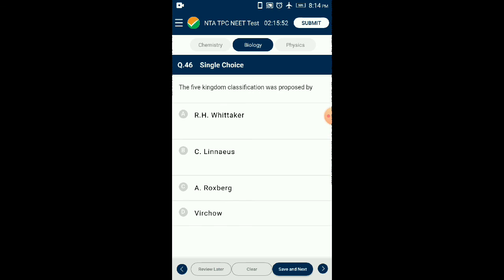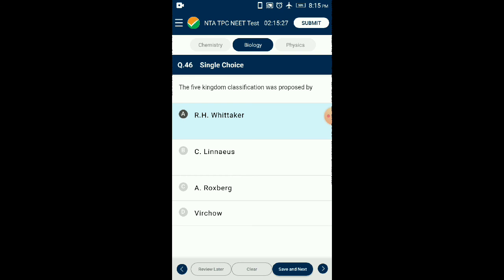Question number 46. The five kingdom classification was proposed by R.H. Whittaker in the year 1969. The kingdoms defined by him: Monera, Protista, Fungi, Plantae, and Animalia. So the answer is option A, R.H. Whittaker.